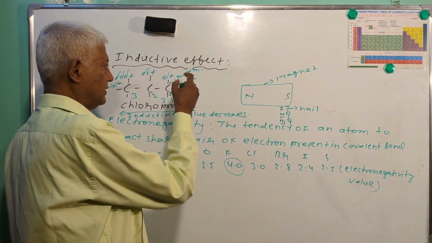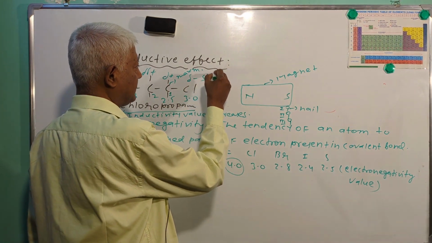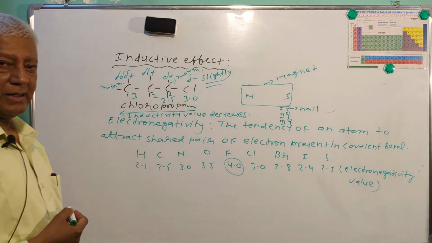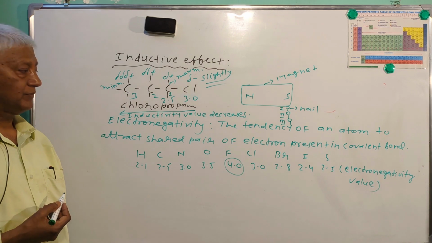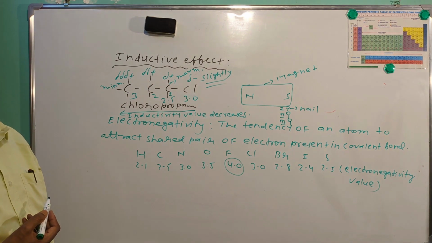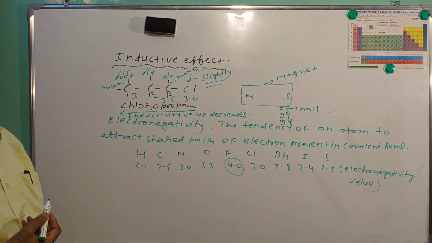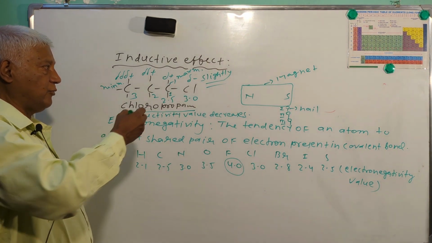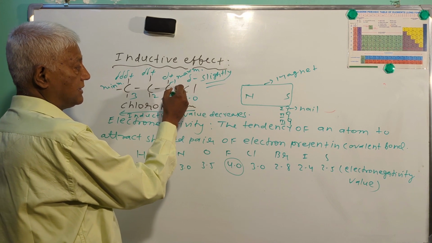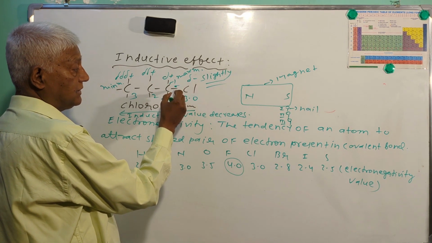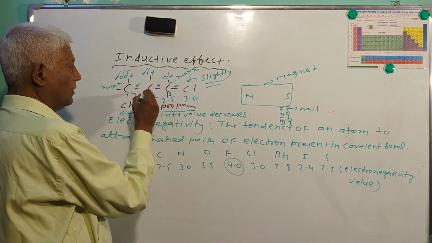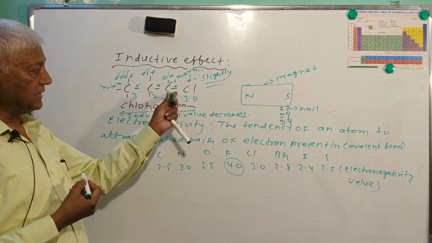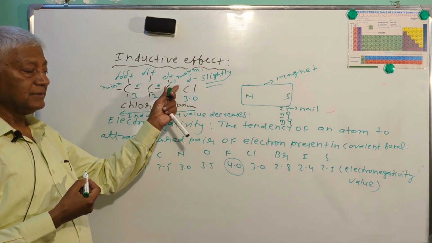Delta always means slightly, and that is also known as partial. I have already given you the definition: it is partial shifting of the sigma bond. Always keep in mind that where there is a single bond, you get a sigma bond. A covalent single bond must have a sigma bond.